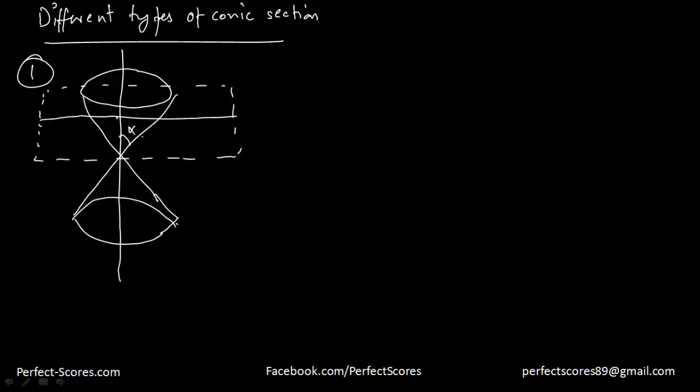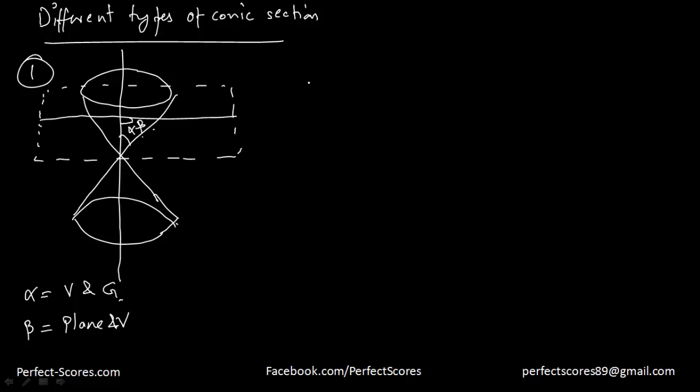Then the angle made by the cut and the vertical axis is going to be known as beta. So alpha is the angle between the vertical axis and the generator, and beta is the angle between the plane and the vertical axis, right? So this is angle beta.